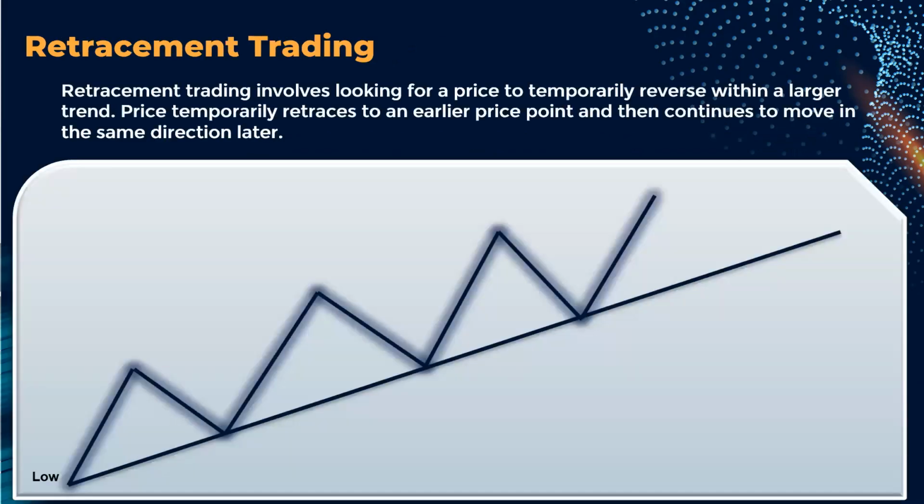The first one we'll talk about is retracement trading. Retracement trading involves looking for price to temporarily reverse within a larger trend. What I mean is this: if you look at this chart here, the price is going up, the trend is bullish. In retracement trading, you know this is the overall trend of the market, bullish, but you're looking to play the move. You know that the price will retrace, so you're looking for where it will form this low, and you buy.